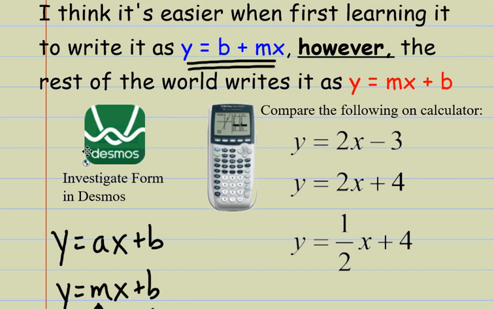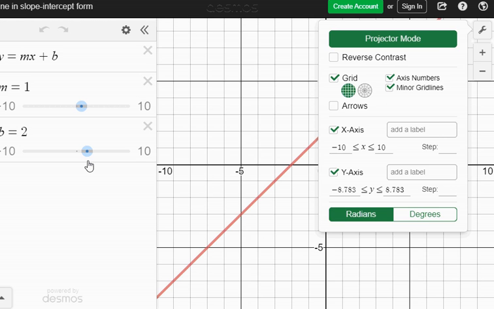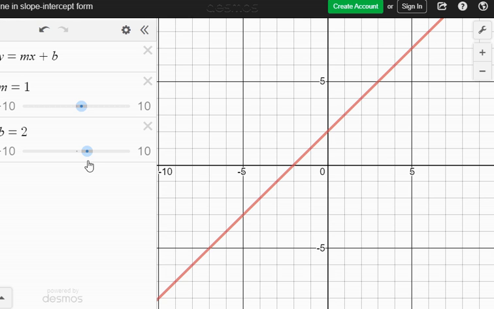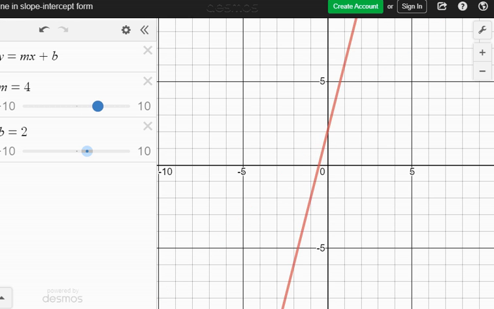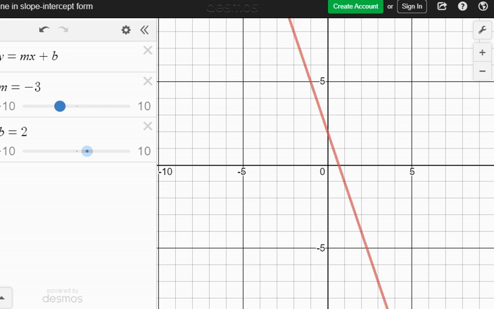I want to show you one last thing before we do a few more practice problems, just to show you how y equals mx plus b works. Over here in Desmos, I can change the slope. So if I increase the slope, like to 4, it'll make it steeper. If my slope is 0, it's a horizontal line. If my slope is negative, it goes downward.